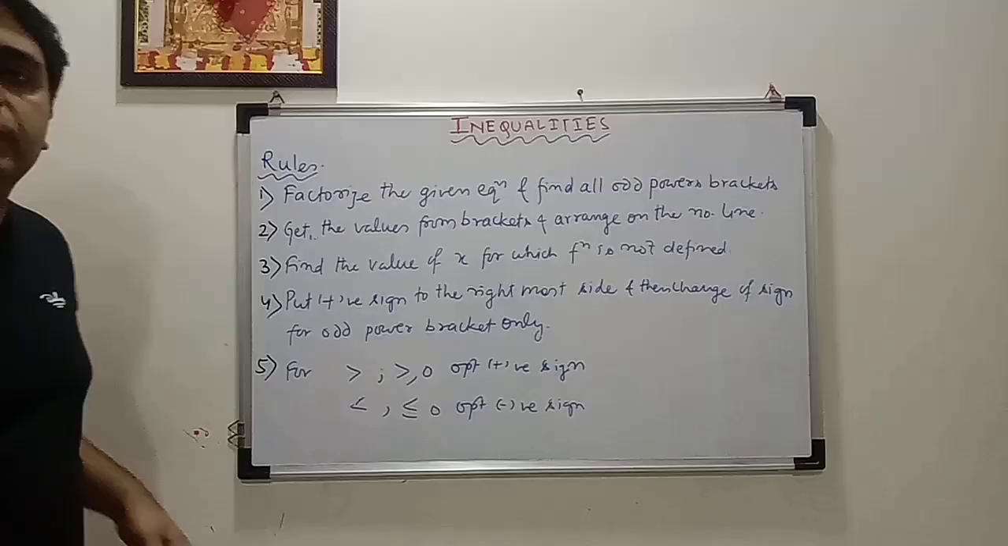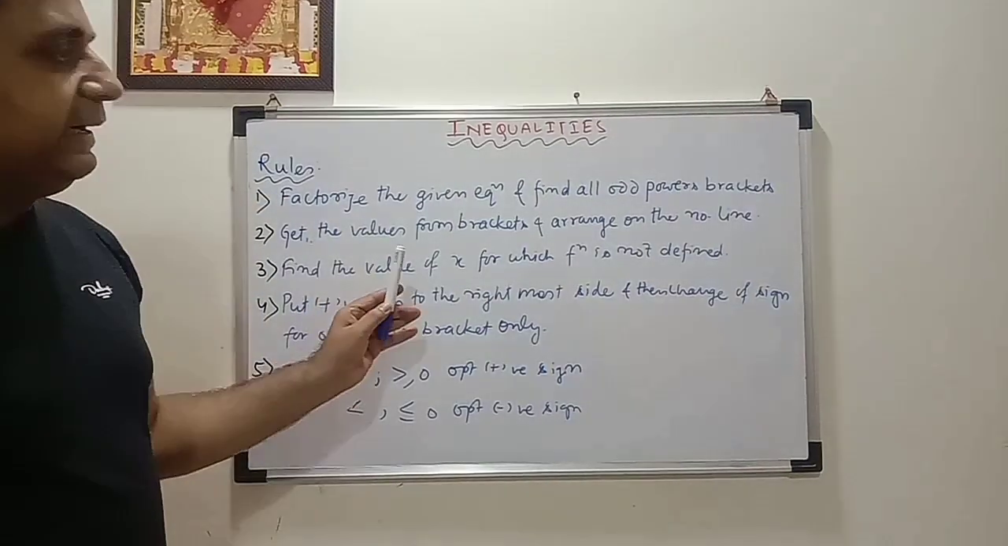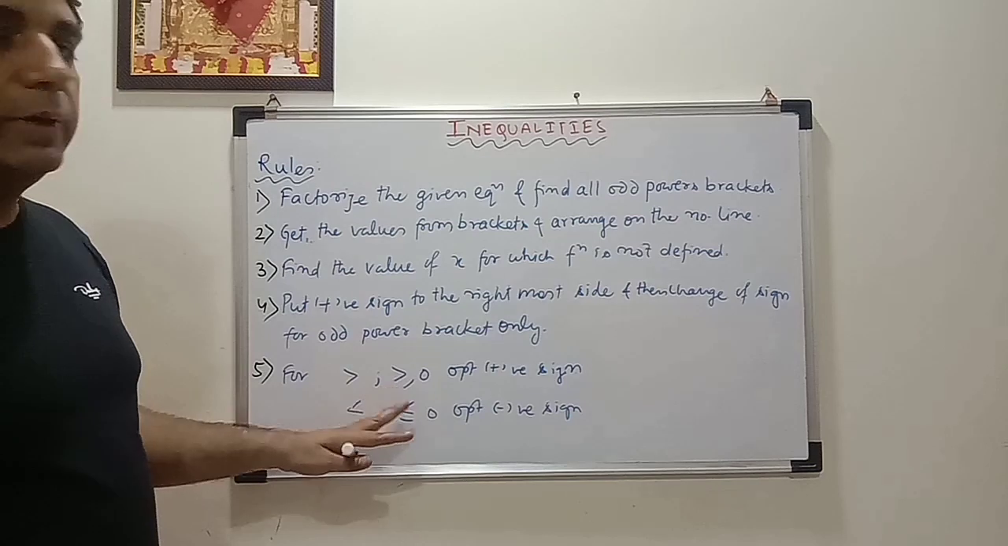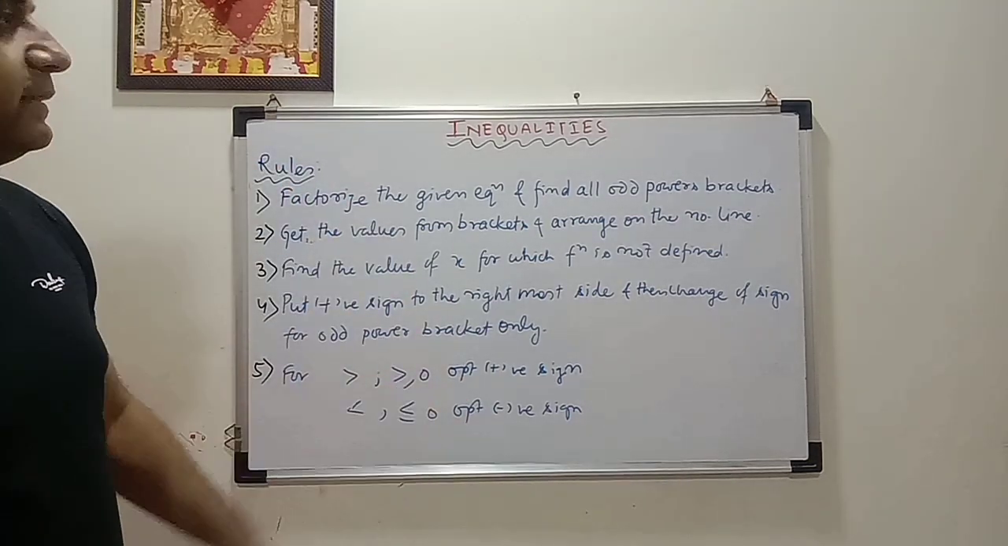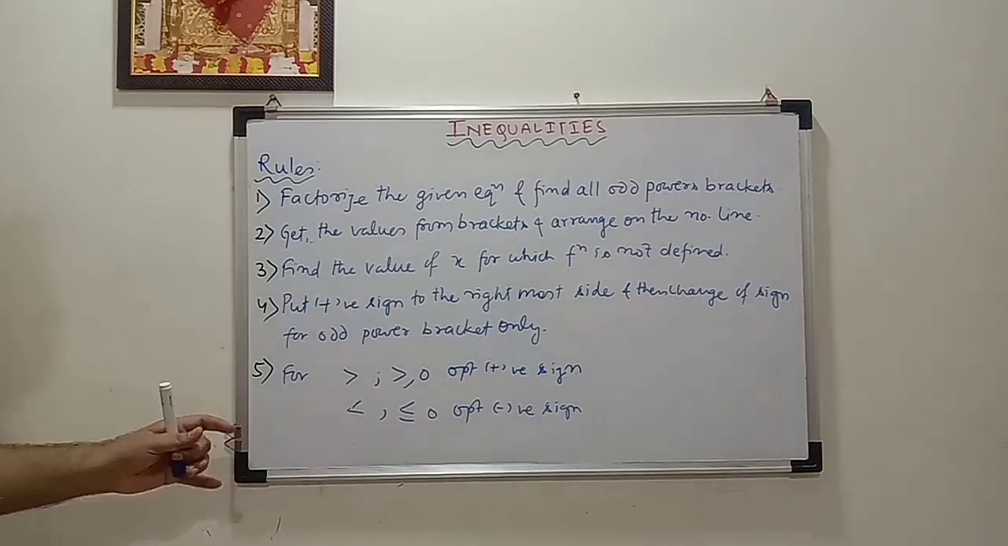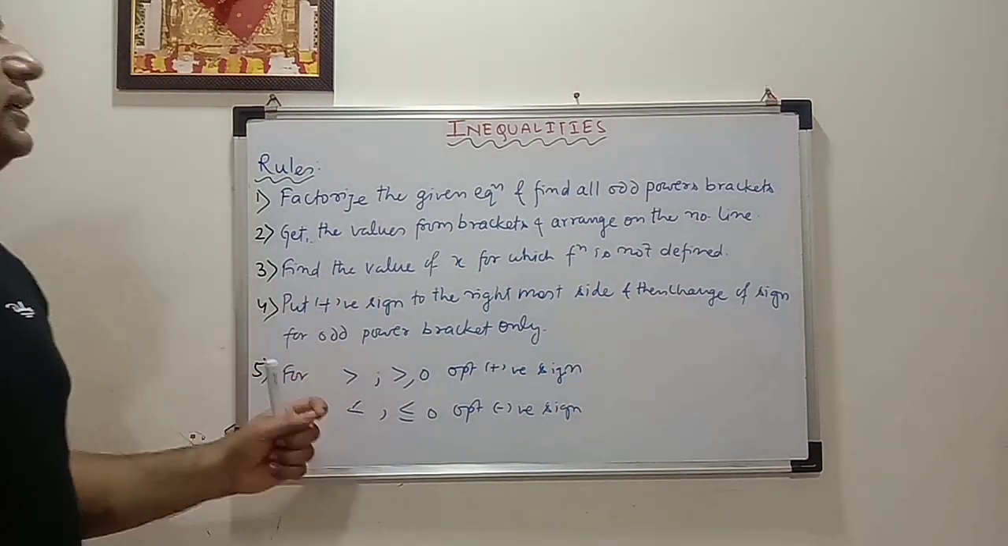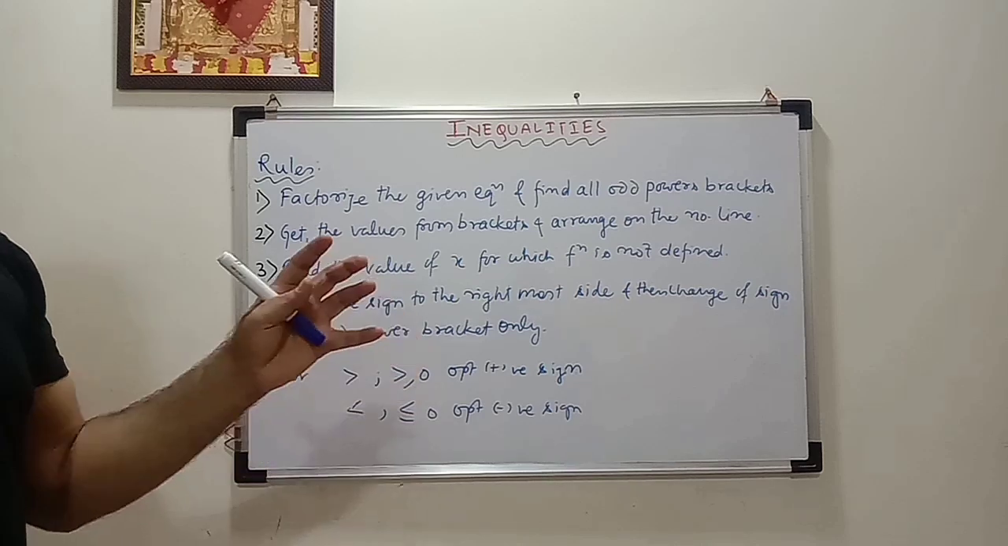Let's start. I have already written all the rules on the board. I hope you can see that. I am dictating one by one. You first write, then we'll discuss with the problem. So what is the first rule? Factorize the given equation and find all odd power brackets.